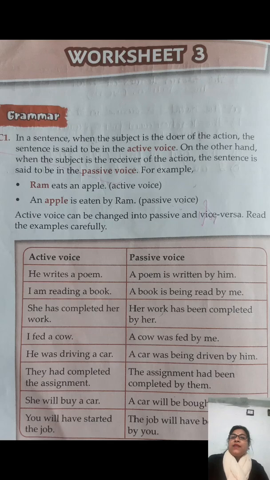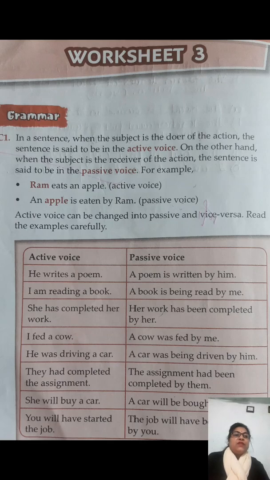You can see here the example. In the example, Ram eats an apple. So Ram is the subject here, eats is the verb and apple is the object. On the other hand, when the subject is the receiver of the action, the sentence is said to be in the passive voice. So passive voice is used when the action rather than the doer is to be emphasized.